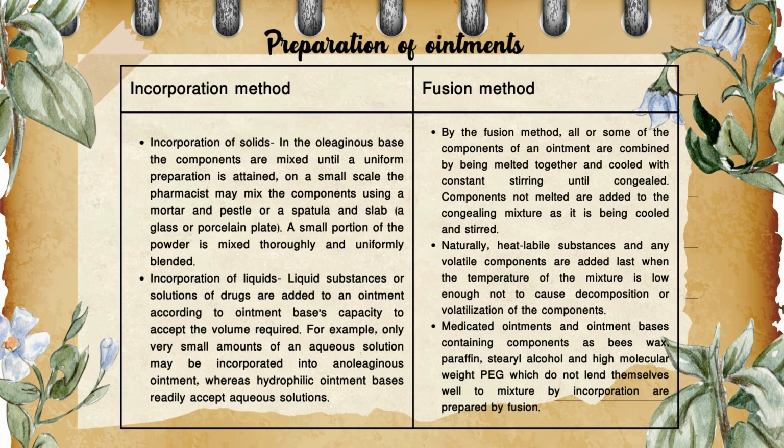Preparation of ointments. Generally, two methods are involved in this. One is the incorporation method. In the incorporation method, the solids are mixed in the oleaginous base until a uniform preparation is attained. On a small scale, the pharmacist may mix the components using a mortar and pestle. While using liquids, a solution of the drug is added to the ointment according to the ointment base's capacity. For example, a very small amount of the aqueous.